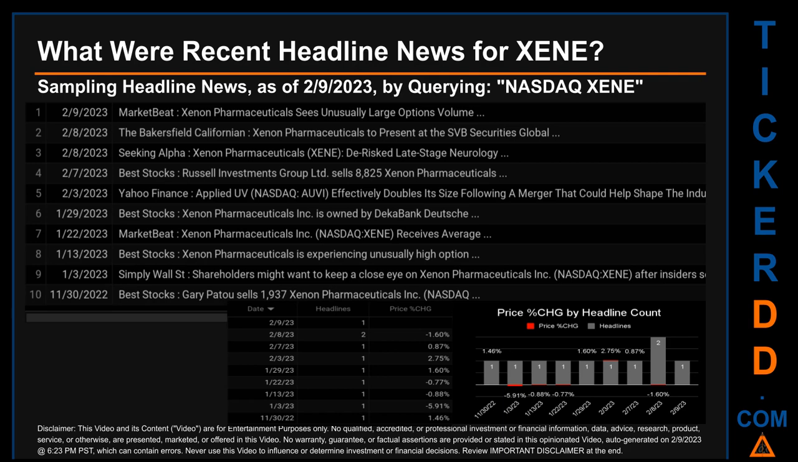Tuesday, January 3, 2023 was the day with the highest percentage change in price when we compare opening versus closing price for the ticker. The day saw a drop of -5.91% when XENE opened trading at $39.6 and closed at $37.26. There was one found headline when Simply Wall Street published the headline that read, shareholders might want to keep a close eye on XENE Pharmaceuticals after insiders sold $8.7 million United States dollars stock earlier this year.